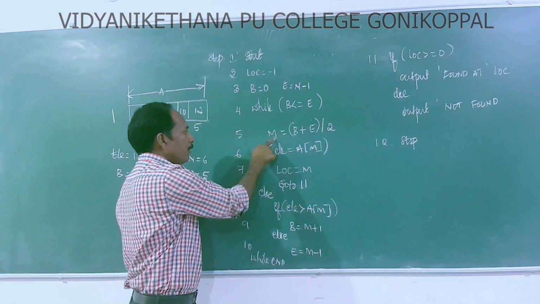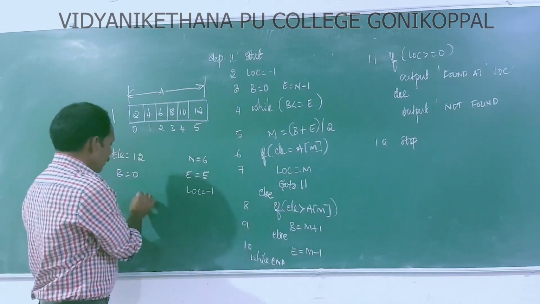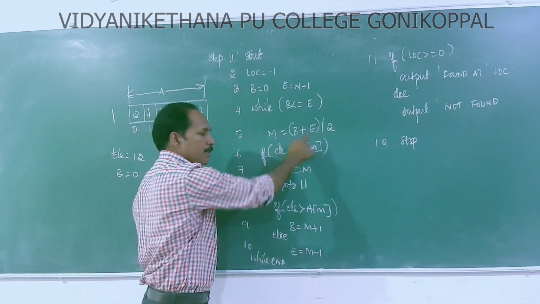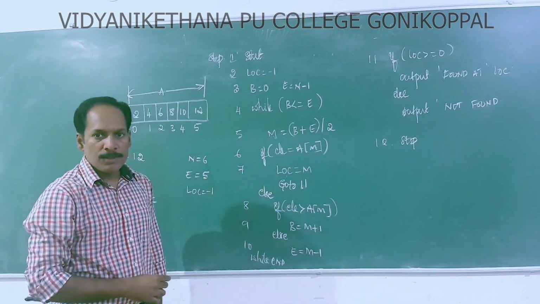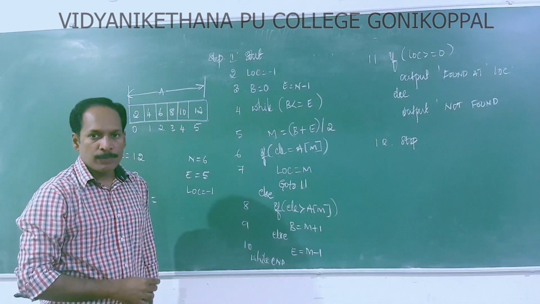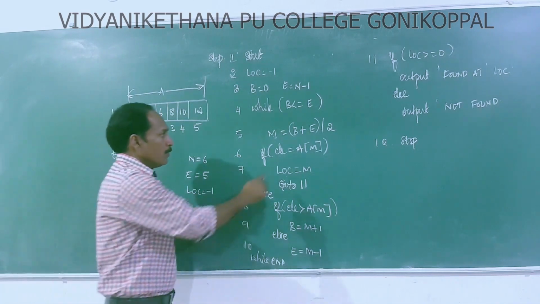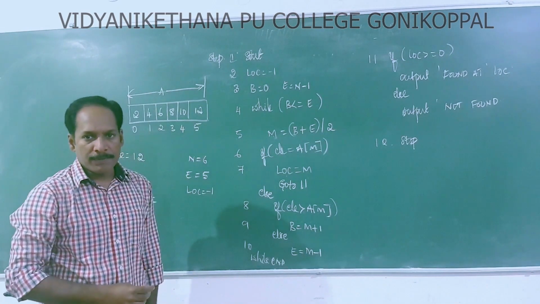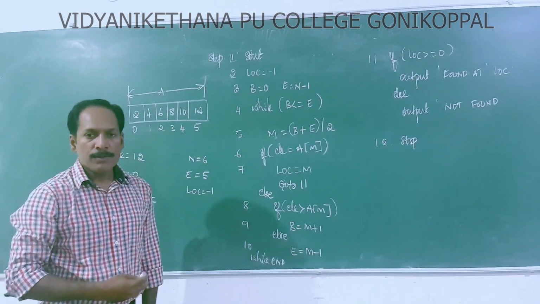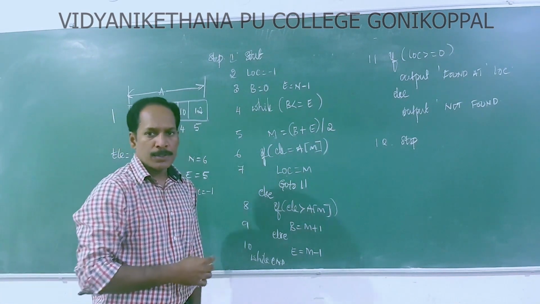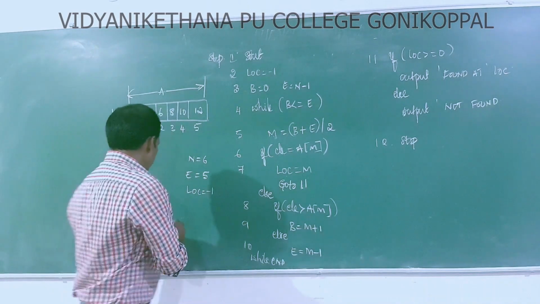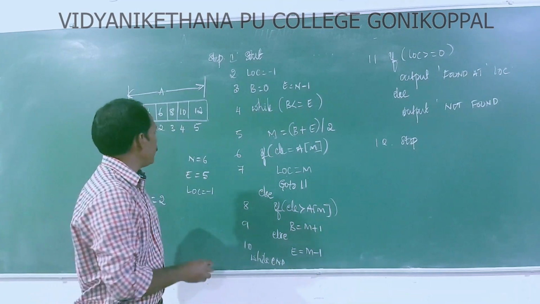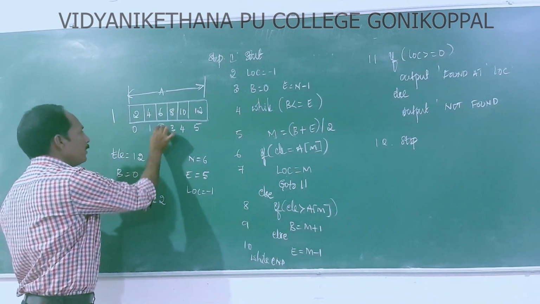So we try to find m. What does m mean? It is calculated: m will be (b plus e) divided by 2. What is b? 0. What is e? 5. 0 plus 5 divided by 2. 0 plus 5 is 5, and 5 divided by 2 is 2.5. We will take integer division, so we take the integer part of the quotient, that is 2. So m becomes 2, and we got the middle position. When you take this array, this becomes the middle position.